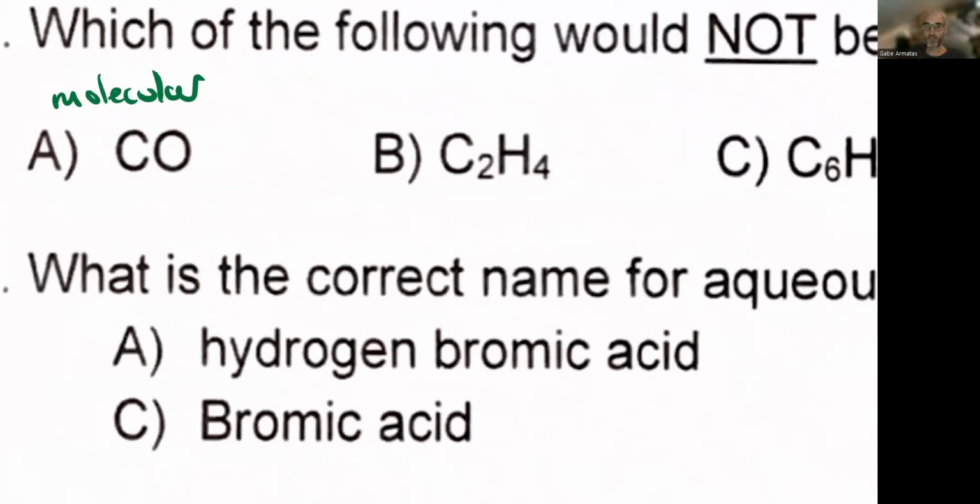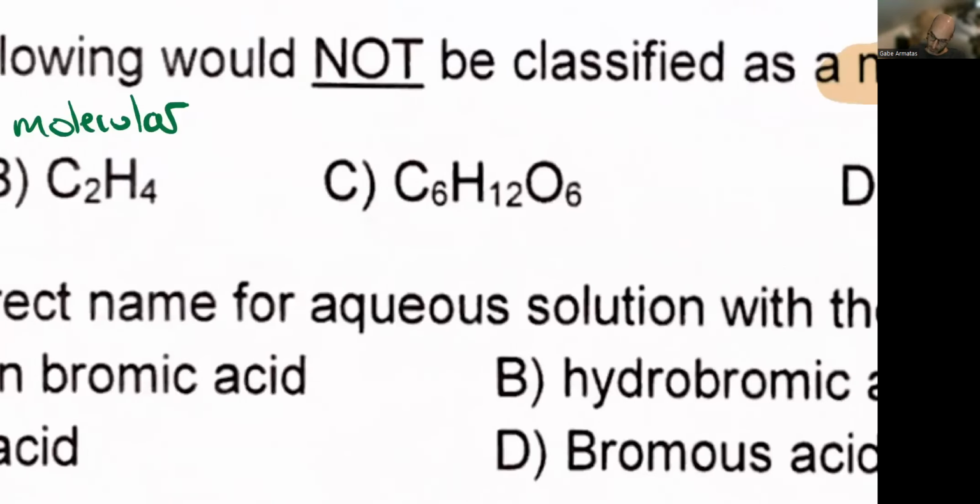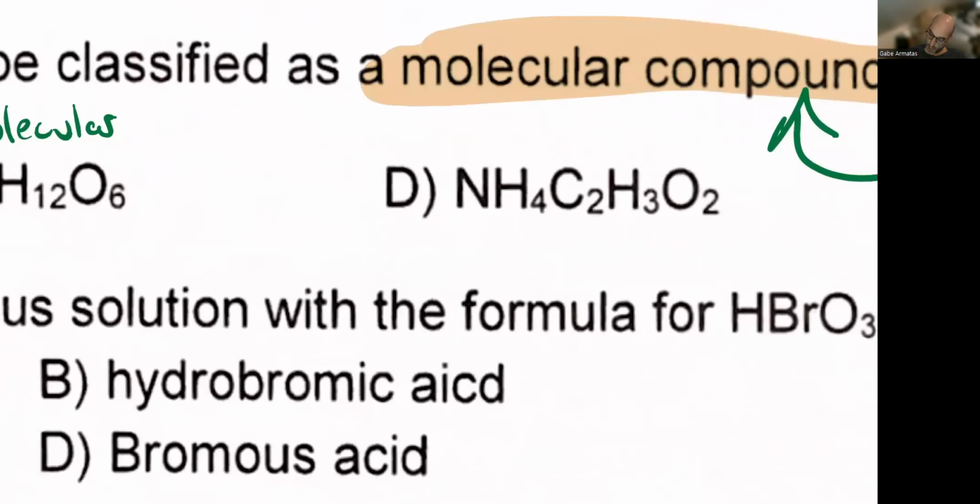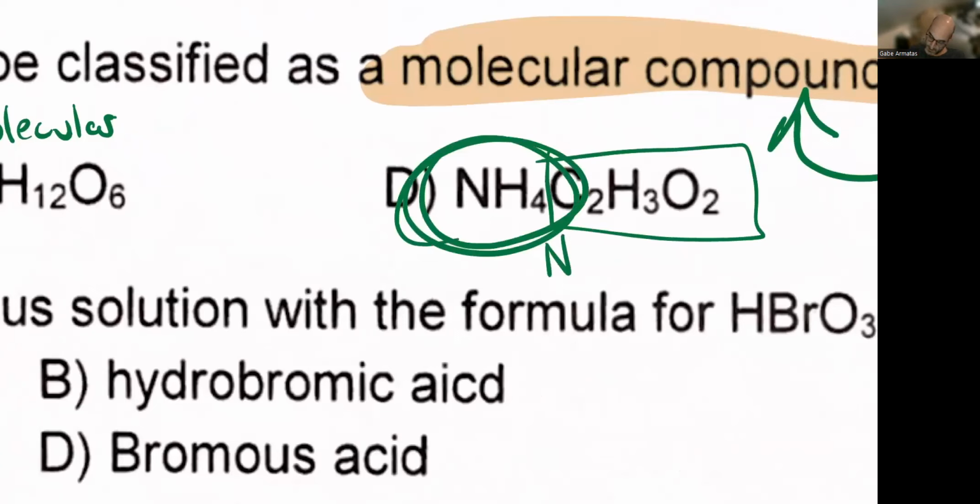C2H4, anytime you have carbon and a bunch of hydrogen, generally it's going to be molecular. C6H12O6, yep, molecular. Anytime you have carbon, a bunch of hydrogen, generally molecular. This, however, I have C2H3. So I said when you have a bunch of carbon, but you have to recognize this right here is an ion, NH4 plus. This is ionic.